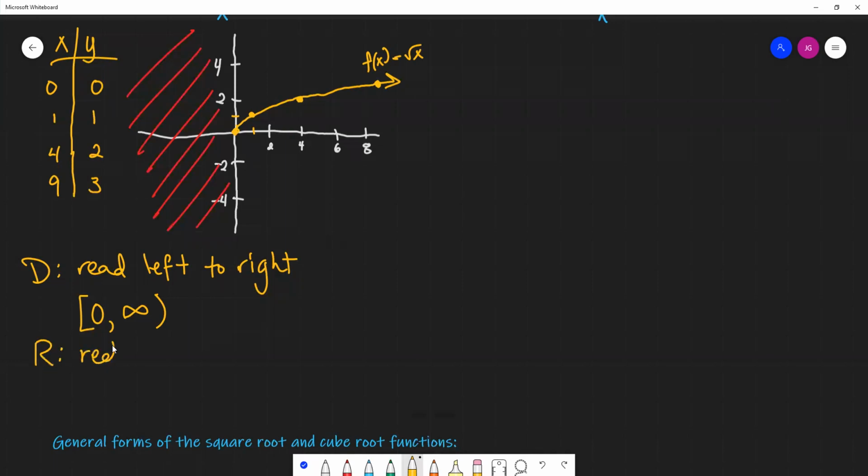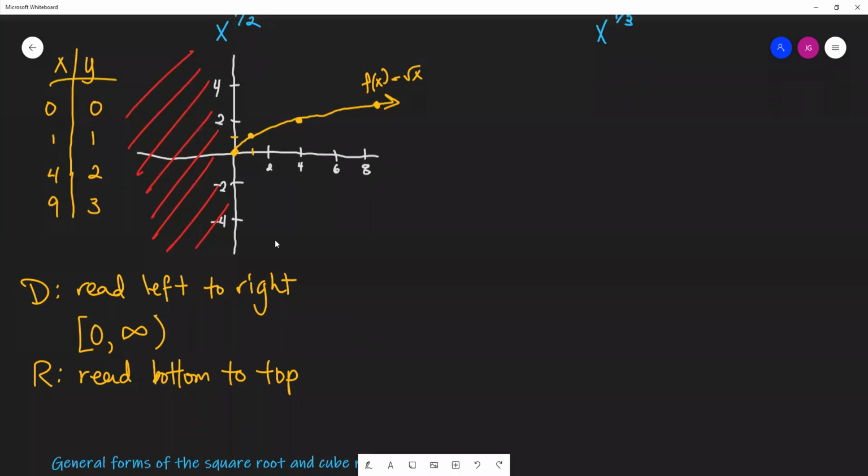So read bottom to top. For my square root function, there's nothing here at the bottom because I don't spit out any negatives when I take the square root. If I take the square root of 10, that's positive. Square root of 100, that's positive. The first y value I encounter as I go from bottom to top is 0 again. So it's the same starting point, bracket 0, because I do have a point there, a closed dot.